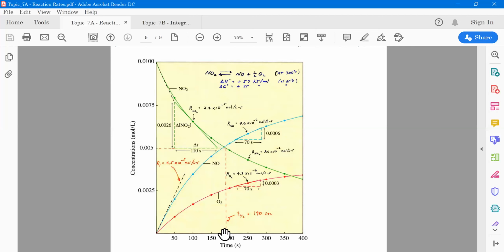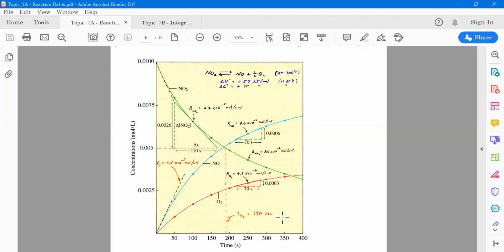Now, there's one other point that I'll emphasize here that we'll talk more about in the next lecture, and that's this vertical line here that I drew in, this red dashed line. This represents the half-life, 190 seconds. The half-life of any reaction, as we'll see next time, is the time it takes for the initial reactant concentration to decrease to half its initial value. In this case, the NO2 started at 0.01 moles per liter, and the time it takes for it to get to 0.005 is 190 seconds, and that's referred to as the half-life.